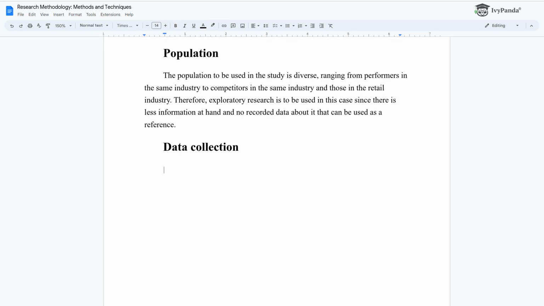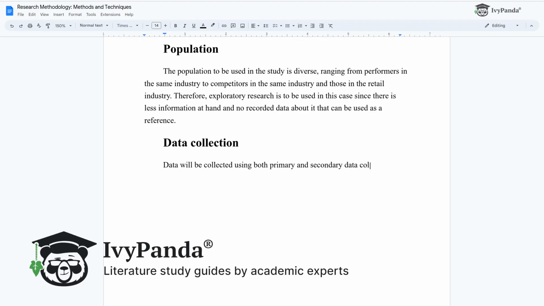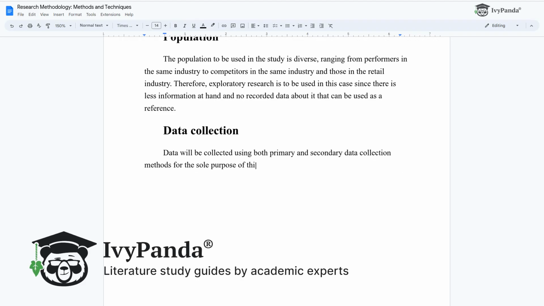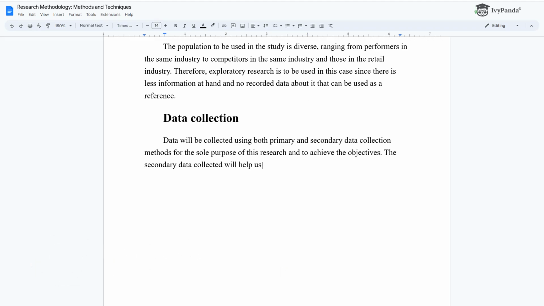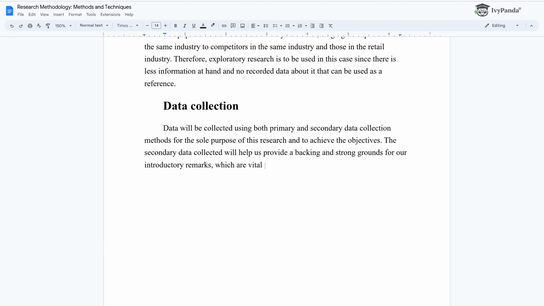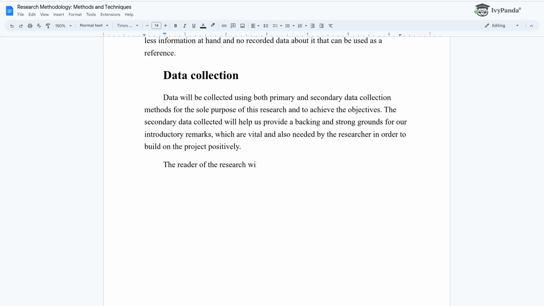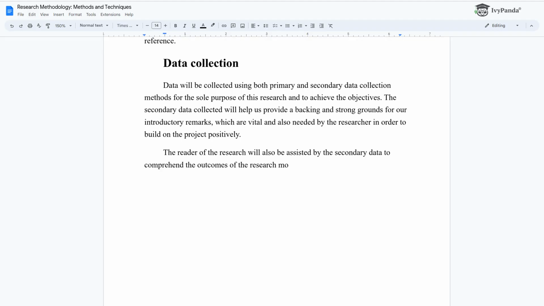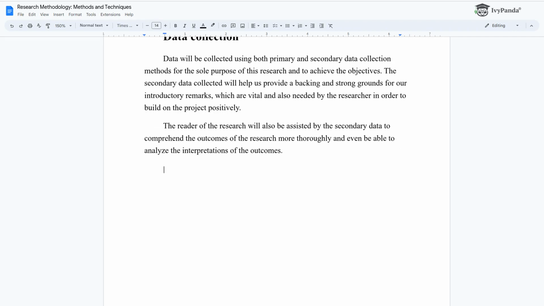Data collection. Data will be collected using both primary and secondary data collection methods for the sole purpose of this research and to achieve the objectives. The secondary data collected will help us provide a backing and strong grounds for our introductory remarks, which are vital and also needed by the researcher in order to build on the project positively. The reader of the research will also be assisted by the secondary data to comprehend the outcomes of the research more thoroughly and even be able to analyze the interpretations of the outcomes.